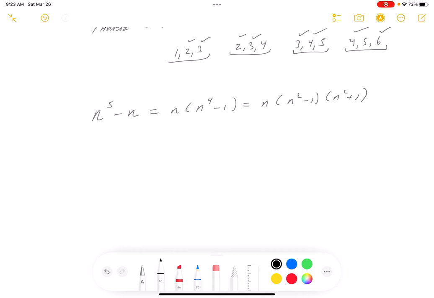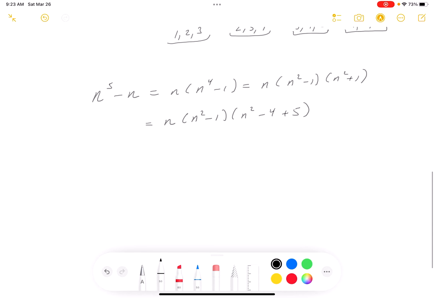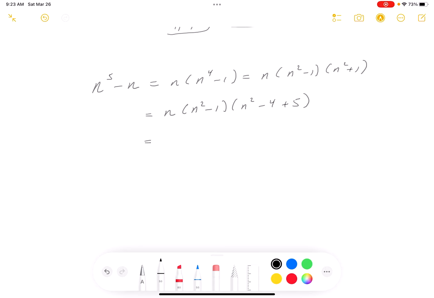And let's take a look at that. I guess I could continue to rewrite this. This might seem strange to you, but I'll write this down. I could write n squared plus 1 as n squared minus 4 plus 5. Same meaning, nothing's changed so far. Then I could break it up: n squared minus 1 times n squared minus 4, plus n squared minus 1 times 5. All right, let's keep going.